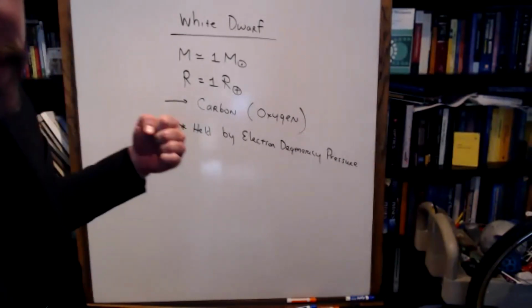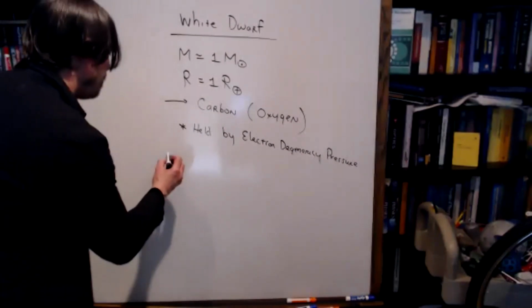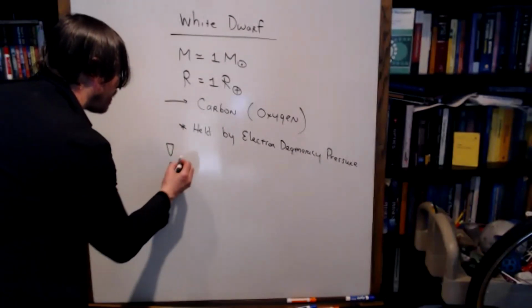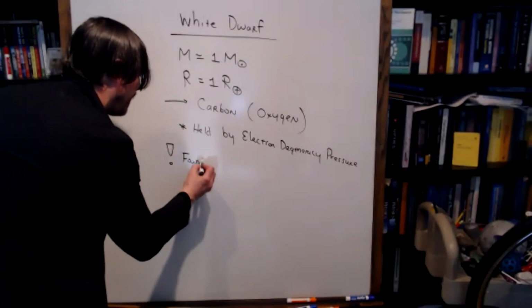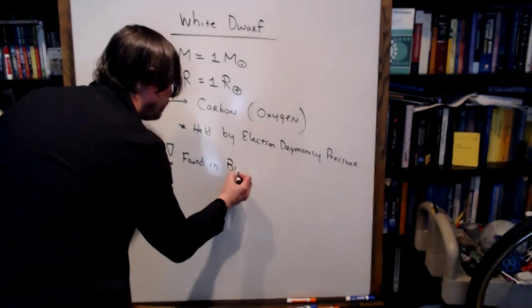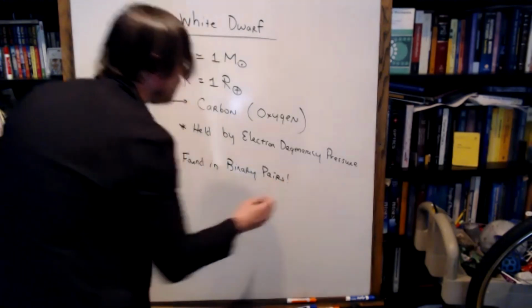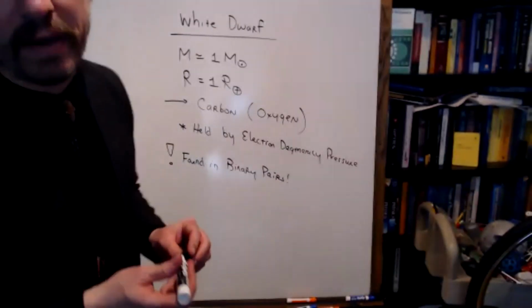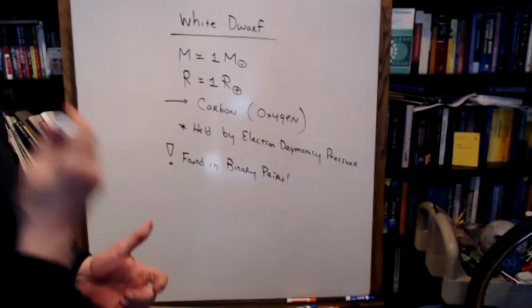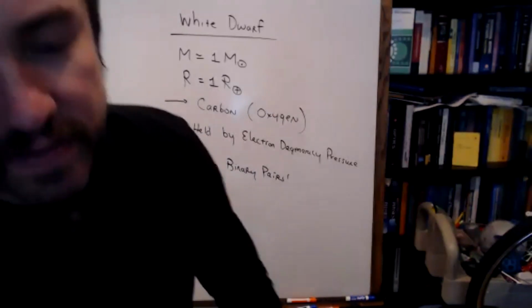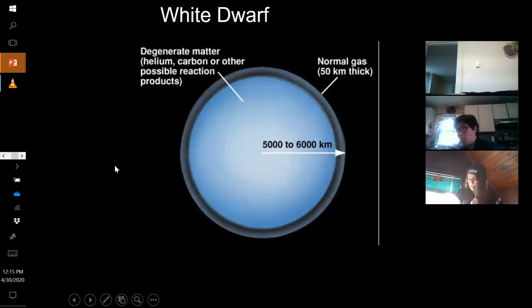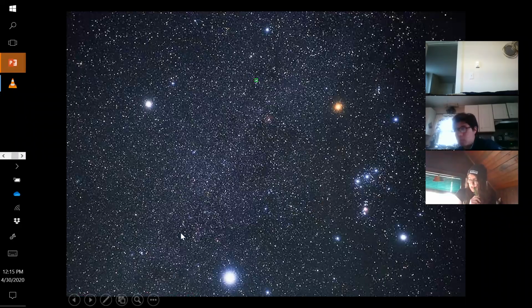Oftentimes, white dwarfs are not found in isolation, but are found in binary pairs. And that's because, you guys will remember, about 50% of the stars that you see in the sky are actually part of a binary system. And that's kind of cool because we actually have an image of a white dwarf. Normally their luminosities are so small that they're almost impossible to see.